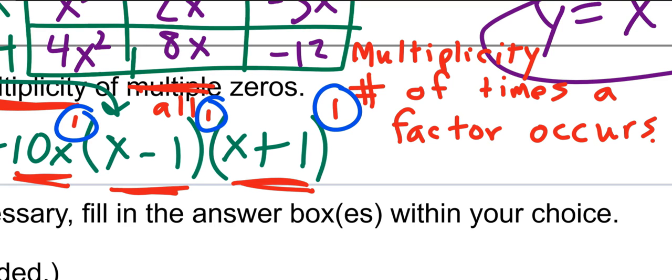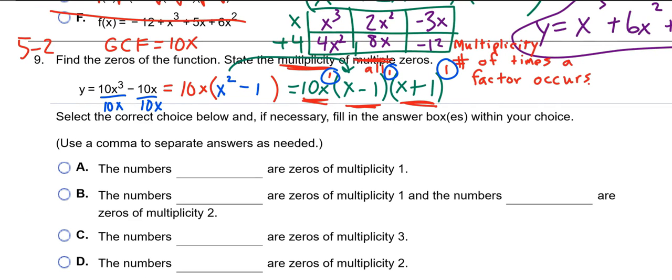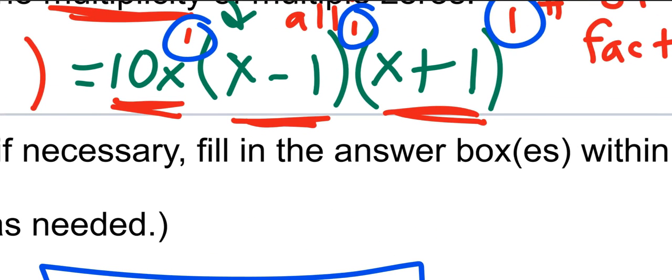Which one of these answer choices should I be choosing? We are going to be dealing with A, because every single zero has a multiplicity of 1. Now, can you tell me what those zeros are? If you do not know, then I suggest you set each one of the factors to 0 and solve them.